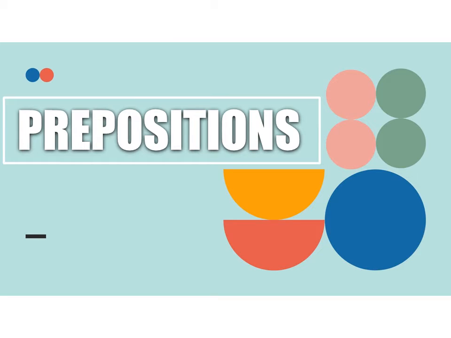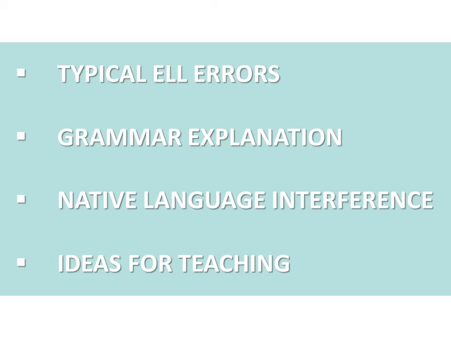This video will be based on a significant part of speech in English grammar, which is prepositions. The presentation is an adaptation of Keith Folse's categorical explanation of prepositions in his book Keys to Teaching Grammar to English Language Learners. The topics which he has discussed are typical ELL errors, grammar explanation, native language interference, and ideas for teaching. Therefore, I will focus on these areas with reference to learning English as a second language in the context of Pakistan.